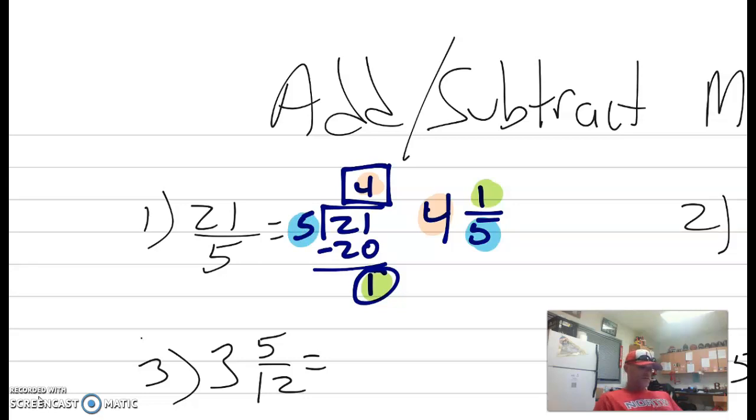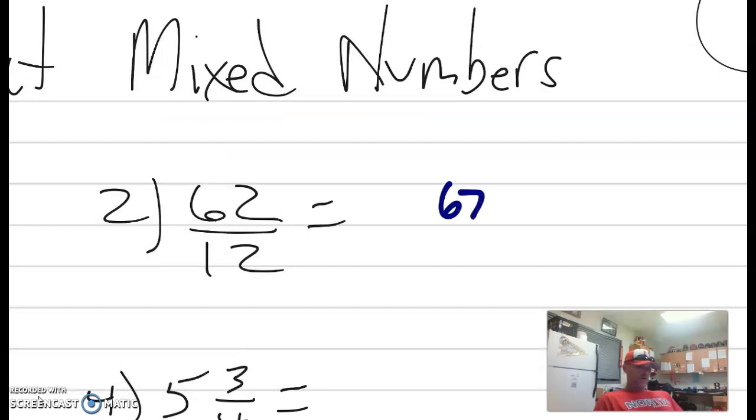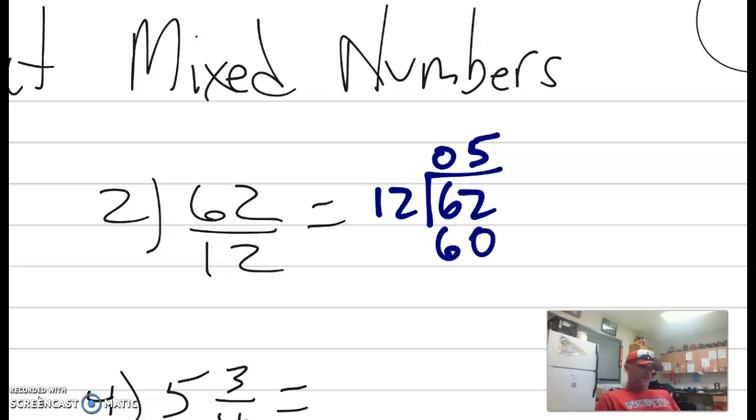Alright, let's go to the second one. So again, 62/12 really just means 62 divided by 12. Always put the number in the house, put your divisor on the outside. 12 obviously doesn't fit into 6, so we'll put a 0. And we're just going to skip count by 12s to see how many times it fits into 62. 12, 24, 36, 48, 60. So that's 5 times that it fits in there. 12 times 5 is 60. Subtract, you have 2 left over.